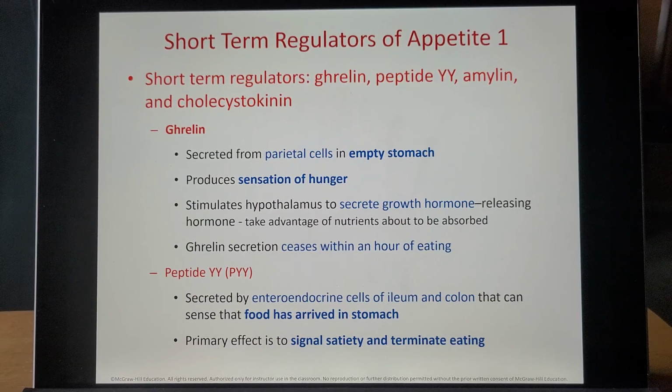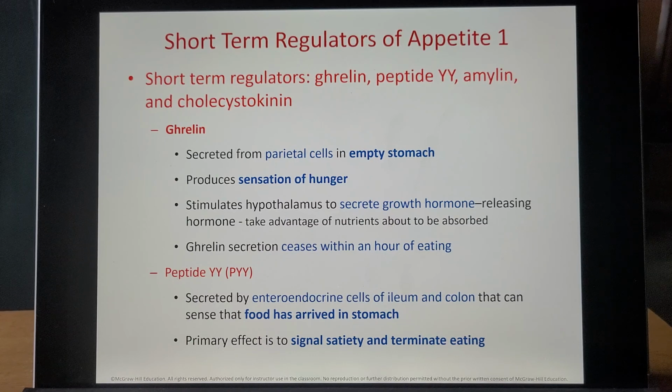It's also going to stimulate the release of growth hormone. So as you are eating, you're going to be putting nutrients into the body, and so your body can use them to grow. So your ghrelin secretion ceases within an hour of eating. So that's why another thing that I say, take your time eating, because you're going to get these different signals and they take time with giving the response back and forth from your digestive system.